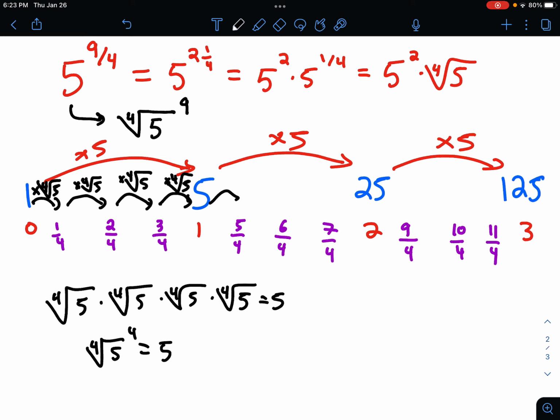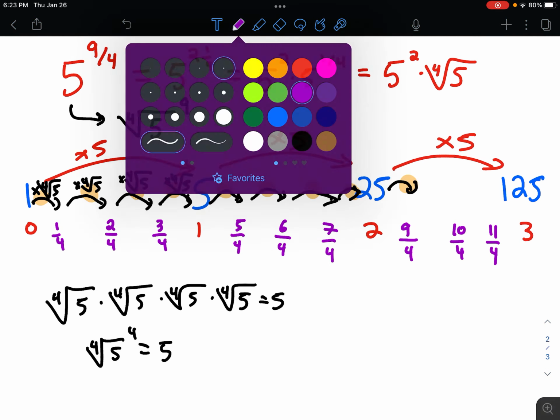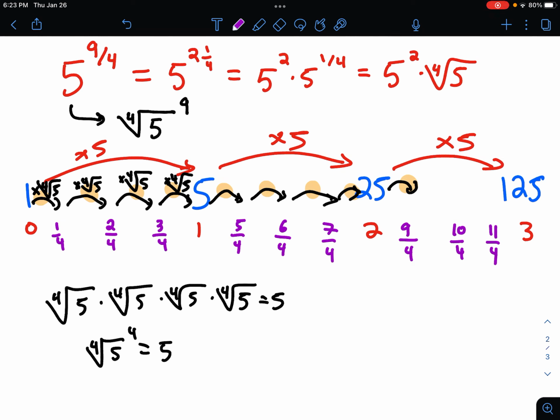But we could keep using this subdivision and keep going and do it 1, 2, 3, 4 more times, and then again. So altogether we have 1, 2, 3, 4, 5, 6, 7, 8, 9 multiplications of the 4th root of 5. So I could write that out, and we'll end up right here. And that would be, if it's 9 multiplications of the 4th root of 5, we have the 4th root of 5 to the 9th power, right? So that's what we would have to do to get there.